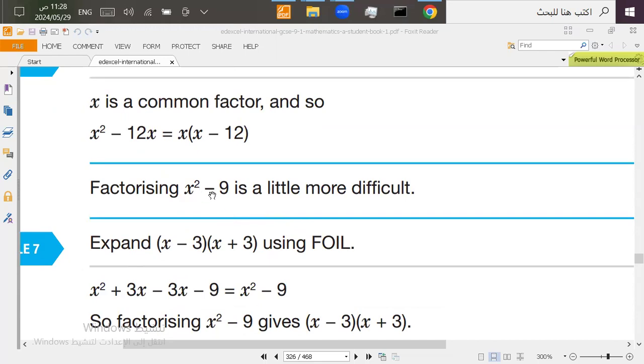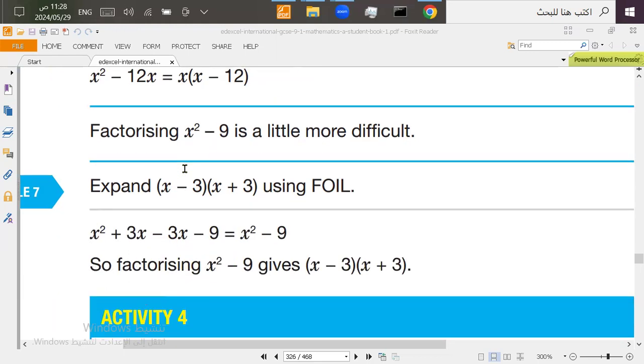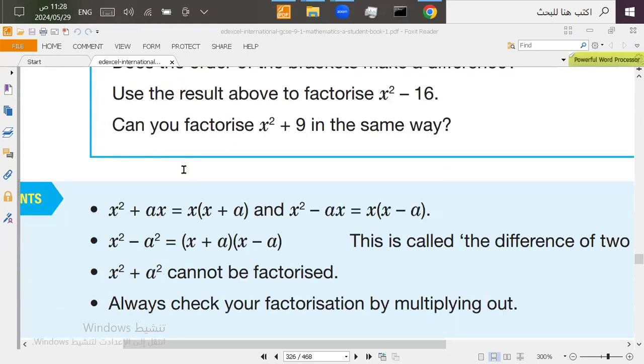For example, same idea here. This one will be double brackets. So focus on the difference between having double brackets and factorizing that way. So let's take a look at some questions here.